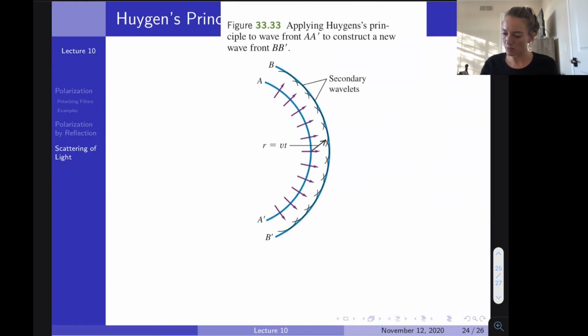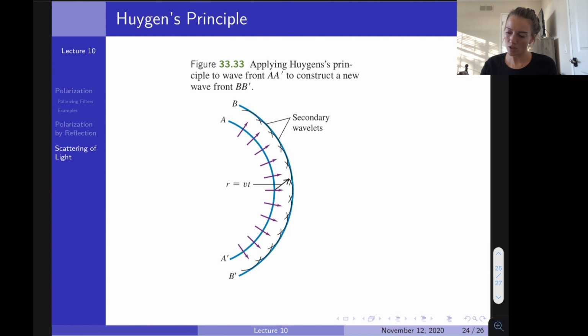So here's a picture. You have some initial wave front here, and then you treat each point on the wave front as a new source of waves moving at that same velocity v, whatever they were moving at. So this point makes a new wave front here, this point makes a new wave front here, this one, and so on and so forth. And then you can draw a tangent to all of these wave fronts, and that gives you your new wave front.